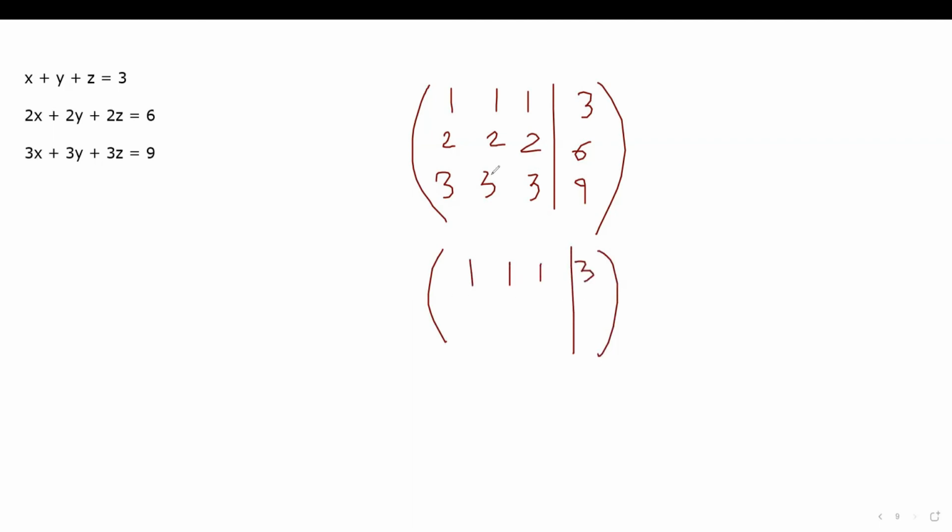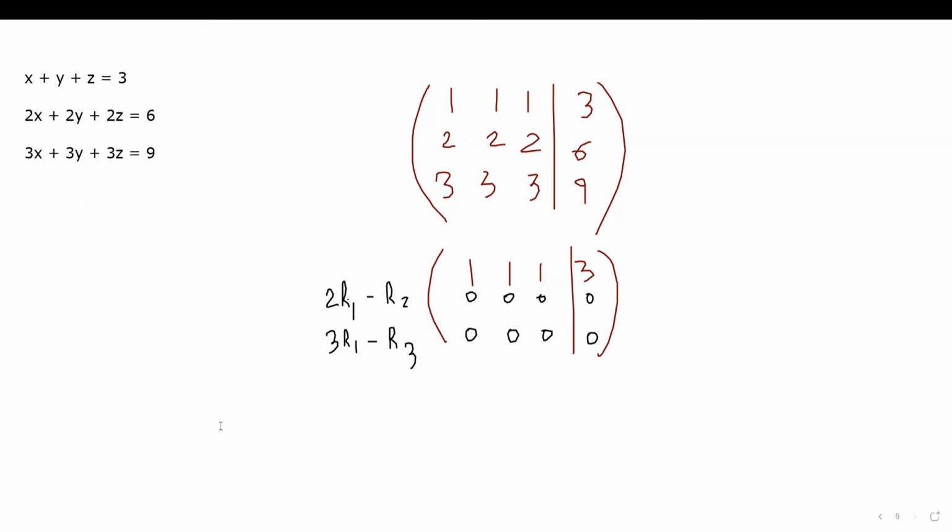Then to change out row 2, we can multiply row 1 by 2 and then subtract row 2 to get a 0 here. By doing that, we get 2 minus 2 is 0, 2 minus 2 is 0, 2 minus 2 is 0, and 6 minus 6 is 0. Then we can do the same here. So if we take 3 times row 1 minus row 3, that just gives 0, 0, 0, 0.